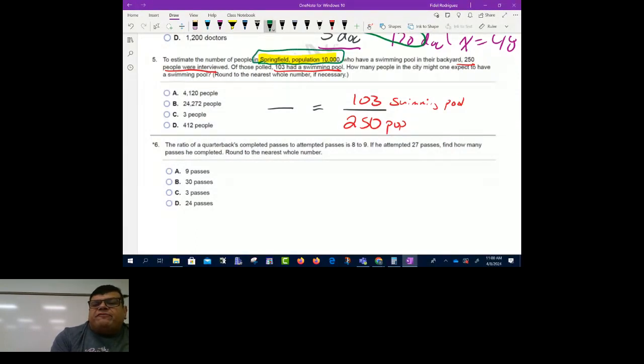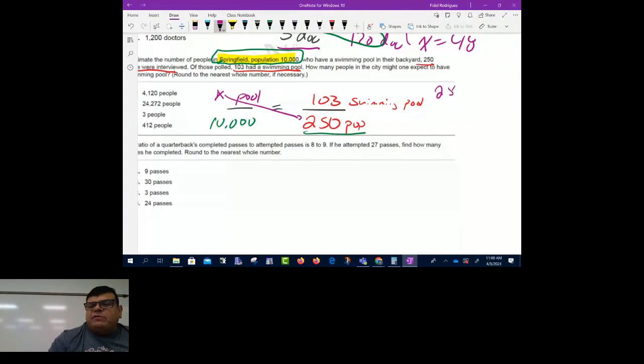Okay, my question to you is, y'all, when I look at this part right here and it says Springfield, which has a population of 10,000, do you see how the population of our subgroup, right, of the people who they polled was 250? That was our population. Now over here, y'all, we're going to put 10,000, and we want to know out of those 10,000, how many of them have a pool, okay? Again, y'all, I'm going to cross multiply. So x times 250 is going to give me a 250x, okay?